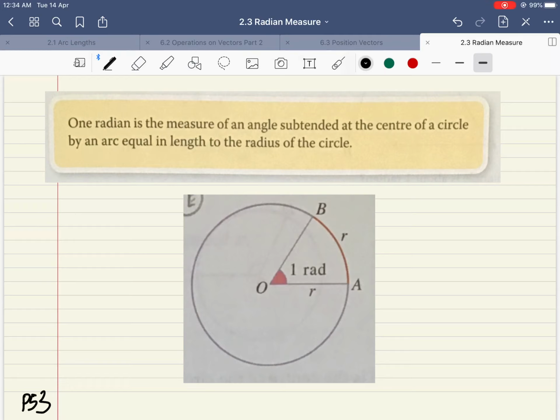Today we're going to cover chapter 2.3, which is Radian Measure. I'm just going to dive right into page 53 of your Discovering Mathematics textbook.